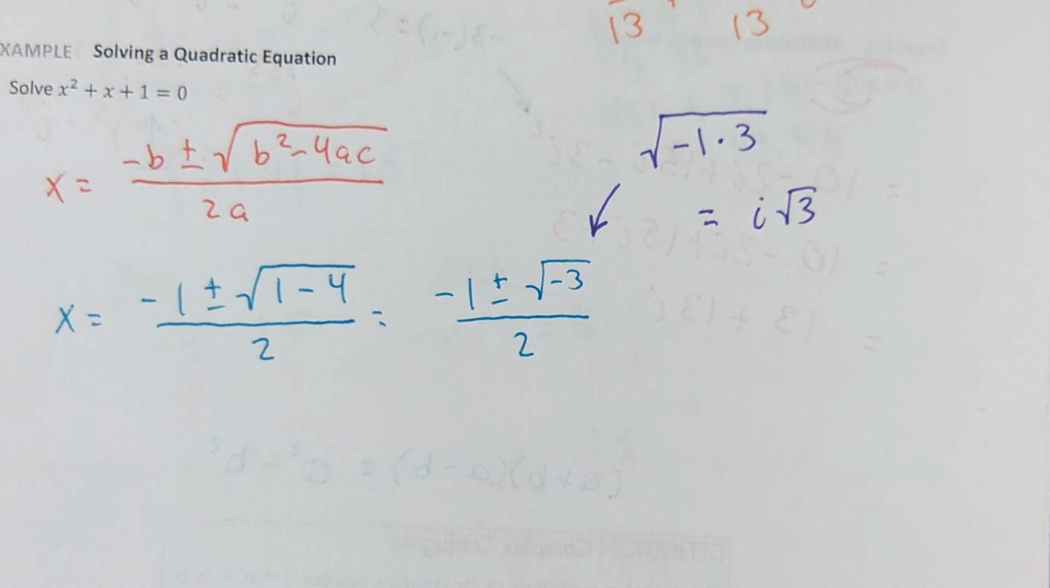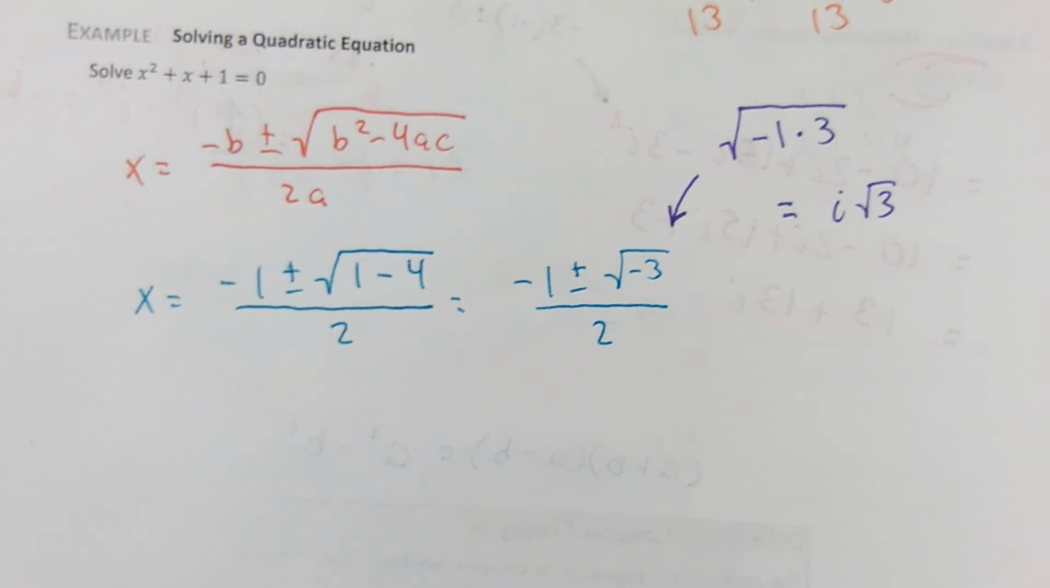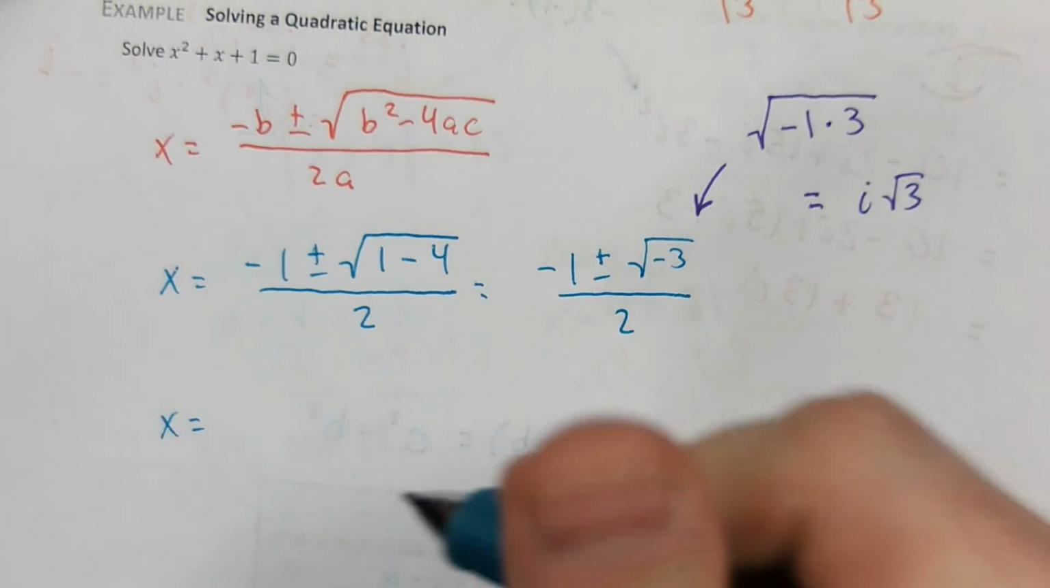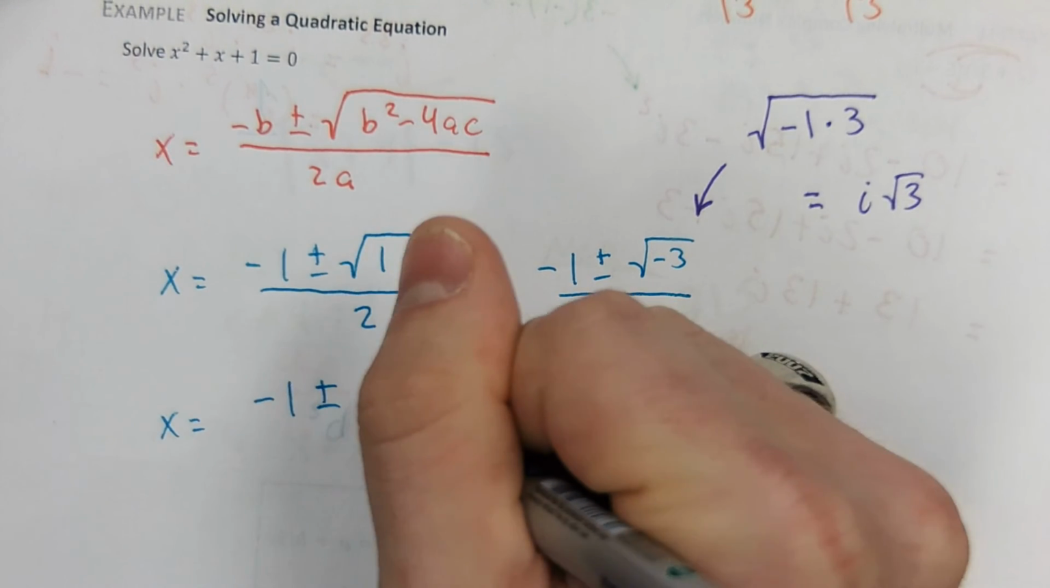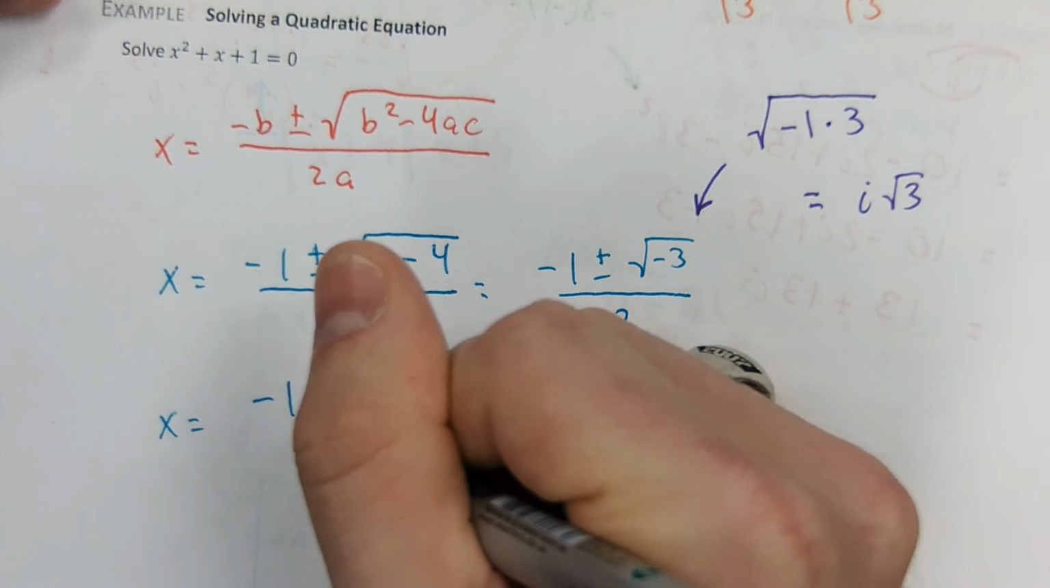Technically, you should say root 3i, but it's weird because sometimes it looks like the i is in the radical, and trust me, you don't want to have to worry about what the square root of i is. It's some severely upper level stuff. So let's rewrite this solution set as negative 1 plus or minus i root 3 over 2.